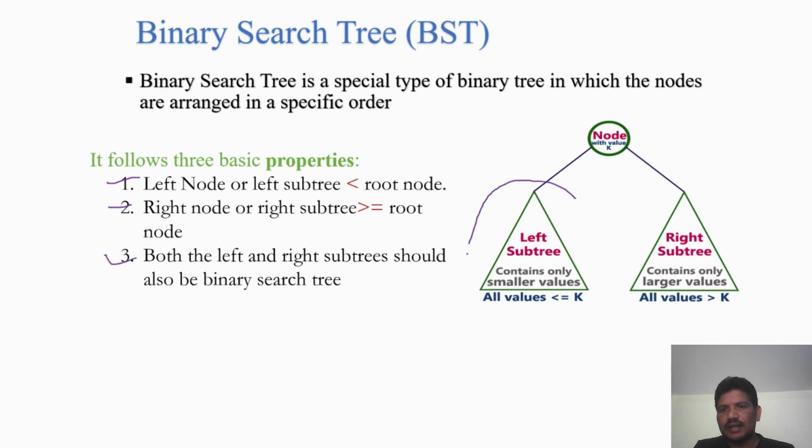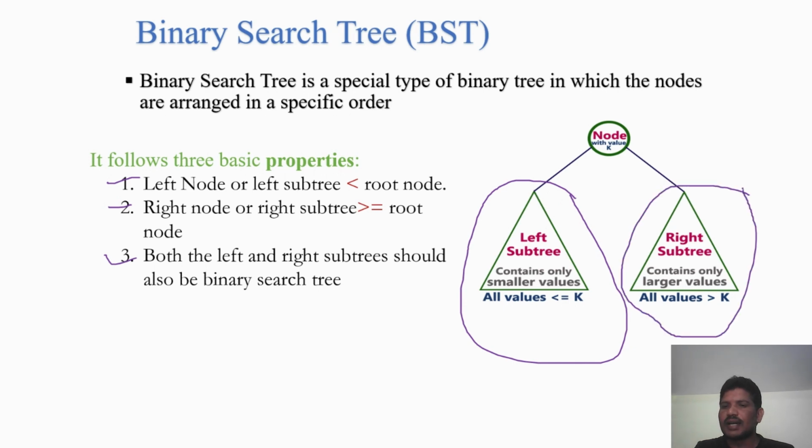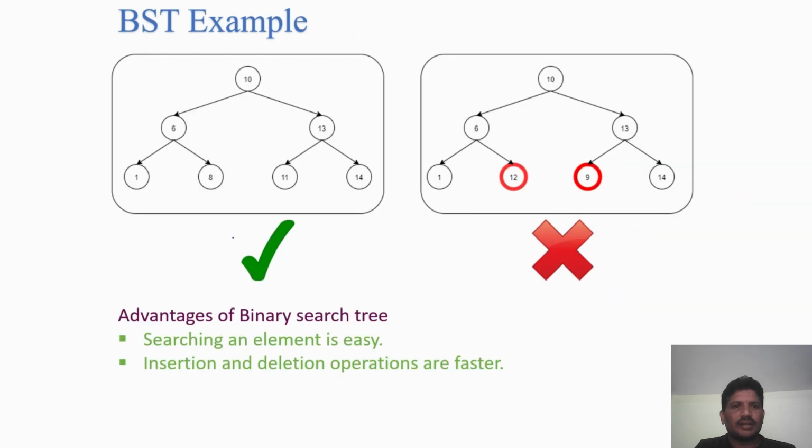All elements in the left subtree are less than the root. All elements in the right subtree are greater than or equal to the root. Then both the left subtree and right subtree are themselves binary search trees. Keeping these three properties, we can construct the binary search tree. Then here are a valid example and an invalid example.